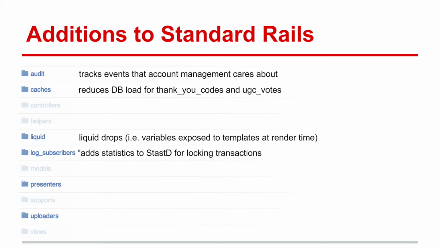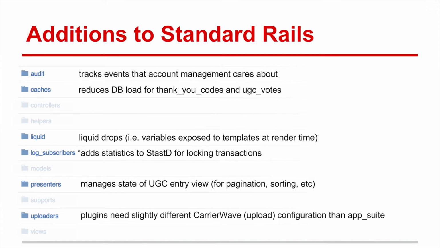The presenters folder manages the state of the UGC entry view. That is, when business users look at the leads that their form has generated, they can paginate and sort and do all sorts of stuff with that list. We use presenters to manage that view. Last but not least, we have uploaders. AppSuite itself has its own configuration for CarrierWave, but for the engagements engine, we need a slightly different configuration so that we can store entries in a particular location.